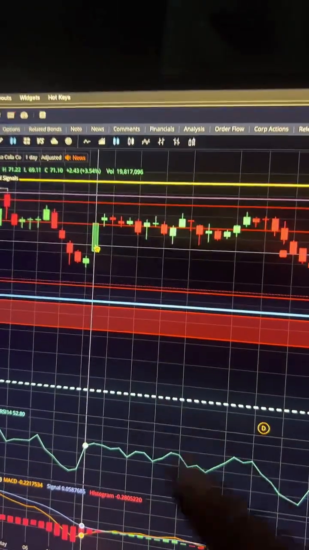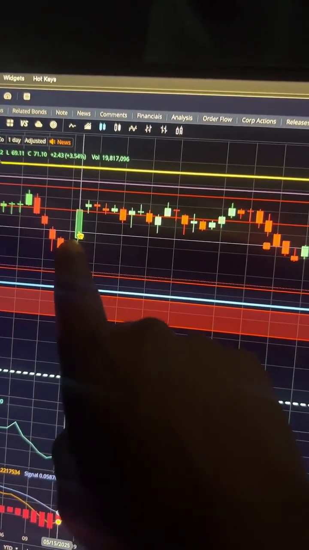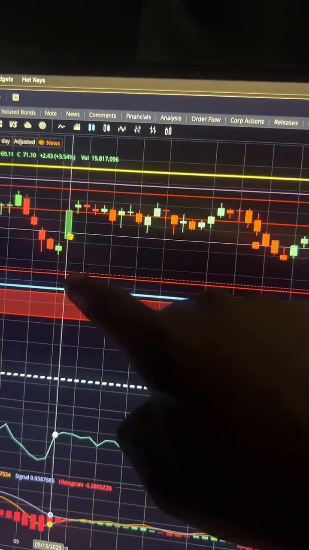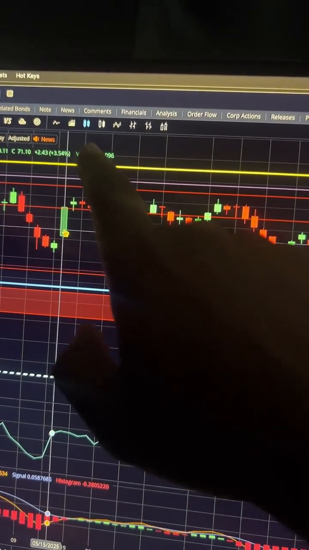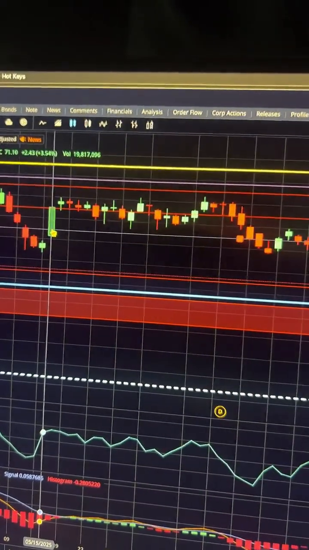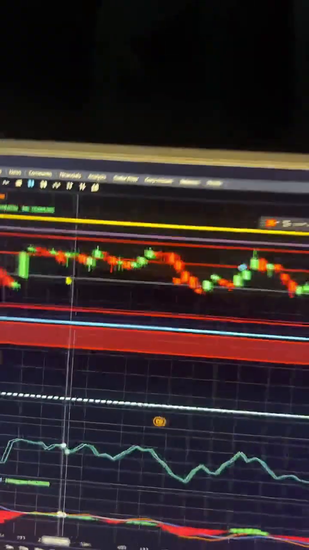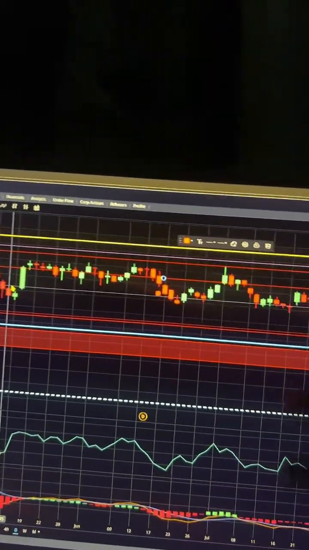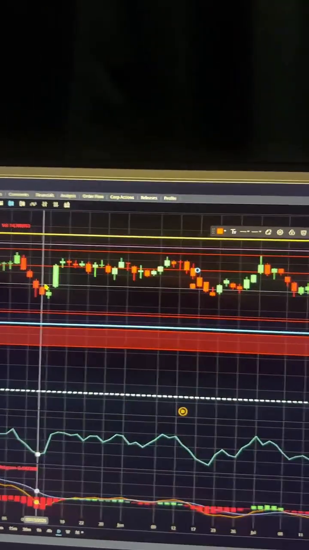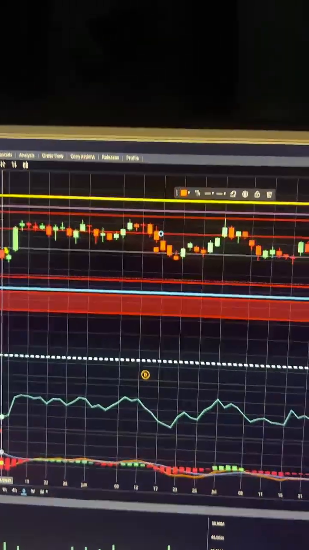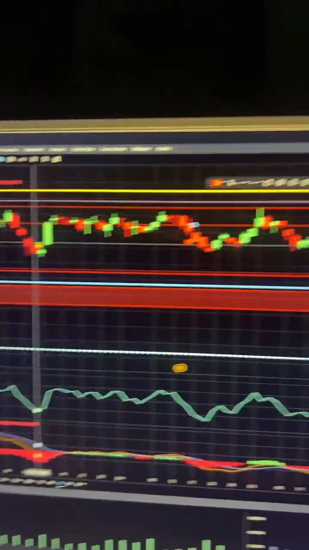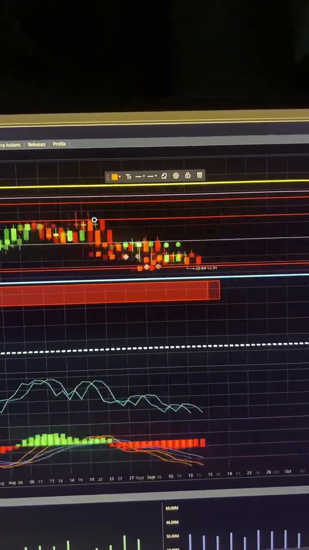I'm finding out how much it opened at, how much it closed at, what was the low, what was the high, and how many people were trading it. That's a lot of information for one candlestick. So that's a lot of information on one chart, once you're just looking at the candlesticks without even thinking about the indicators.